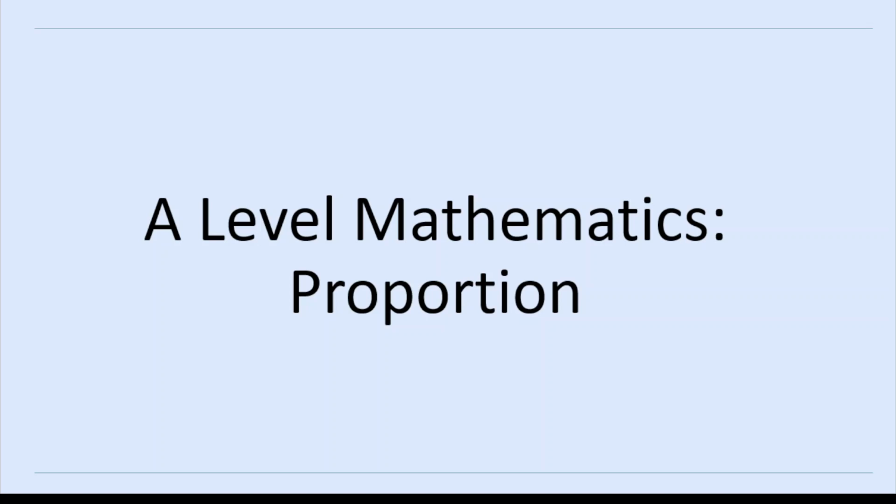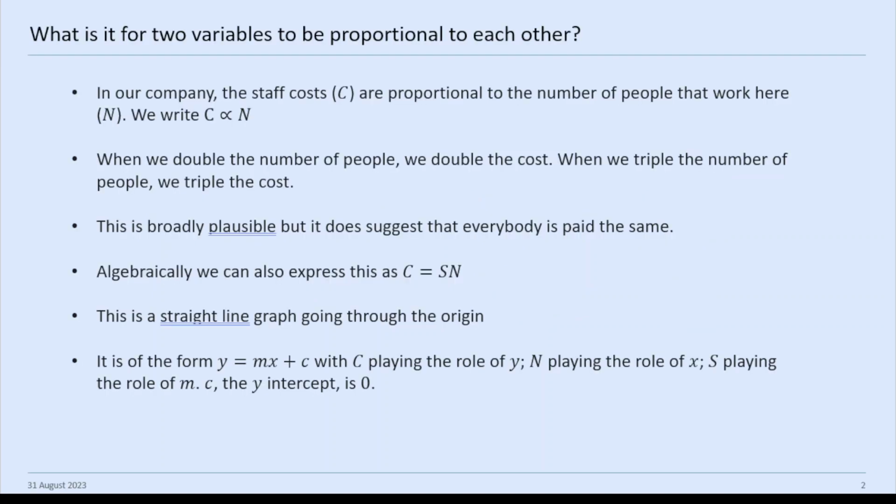I'm Simon. Today we're going to look at the A-level mathematics subject of proportion. So what is it for two variables to be proportional to each other? We could say in our company the staff costs C are proportional to the number of people that work here. We write C ∝ N, where this sign means proportional to.